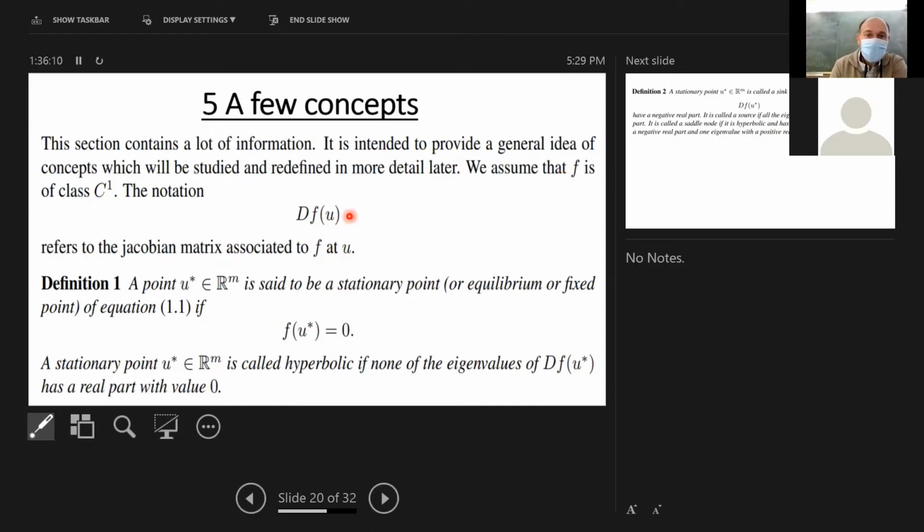First, when you have a function from R^m into R^m, you can define the Jacobian if the function is regular. Everybody knows that, second year stuff, so I don't define it. If you don't know that, you just ask me after.